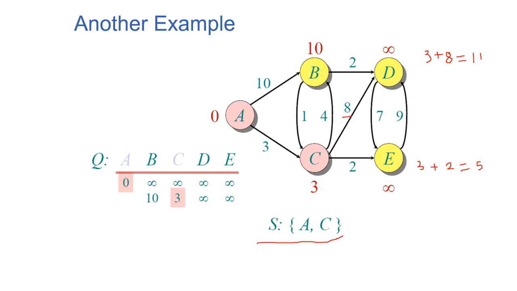Now I have another option. Since I know C, I can have 3 to go to C and then 4, because there is an edge C to B which takes 4 units, and it gives me distance 7. So now I will get rid of this 10 and replace it by 7. Let me just erase it. I will replace this value by 7, and that is visible in the next slide.